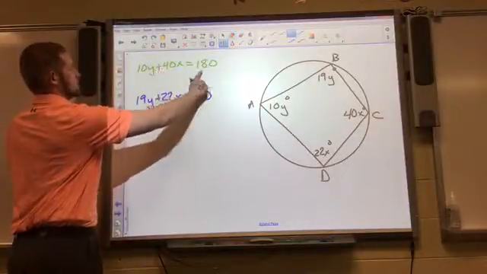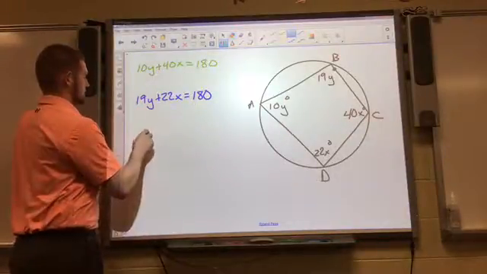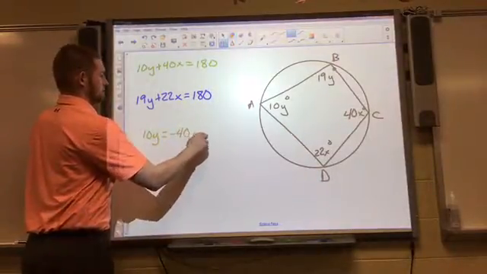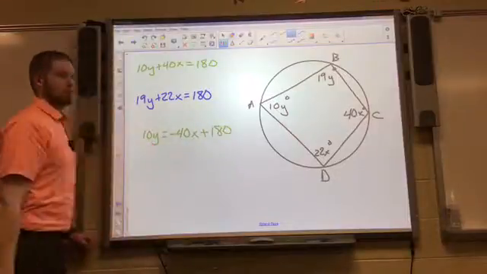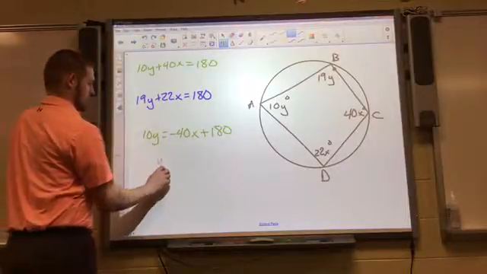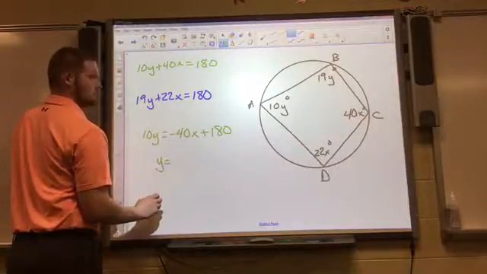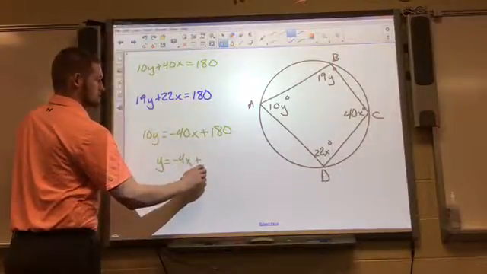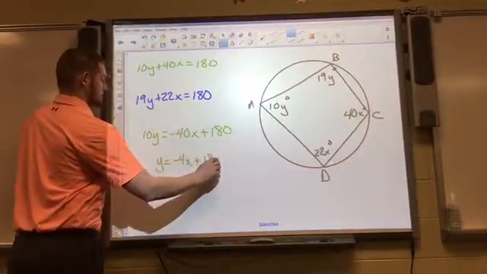I'm going to subtract my 40x. So I actually have 10y equals negative 40x plus 180. Everybody agree with what I have there? And then I divide by 10. So I get y equals negative 4x plus 18.